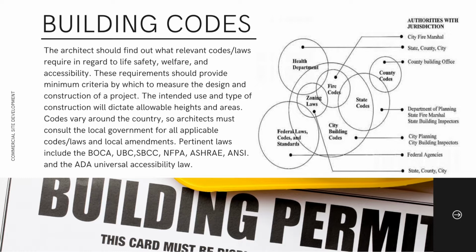So you can see in the presentation there is a picture. There you can see who you should go to and who has the authority and jurisdiction for some codes. The authority for health department is the state, county, or city. The fire codes, the city fire marshal. The county codes, the county building office. State codes, Department of Planning, State Fire Marshal, State Building Inspector. The city building codes is for city planning and city building inspector. The federal laws, codes, and standards are under the federal agencies, and the zoning laws are under the state, county, and city. So, next slide.